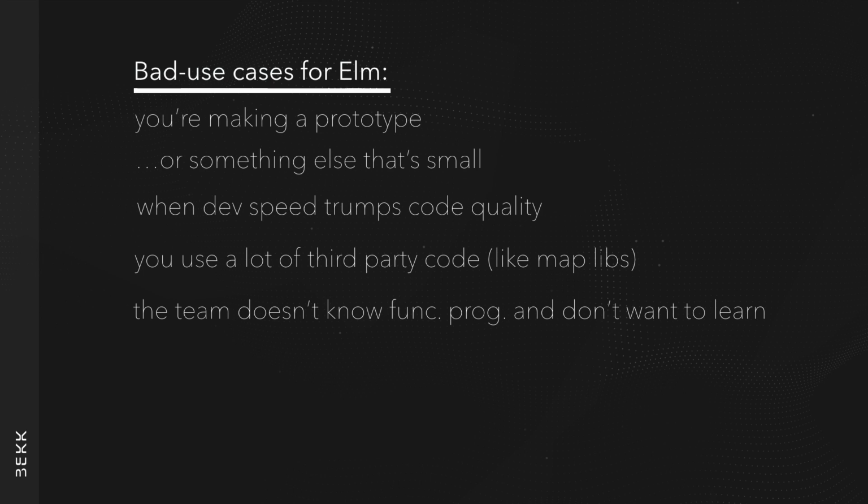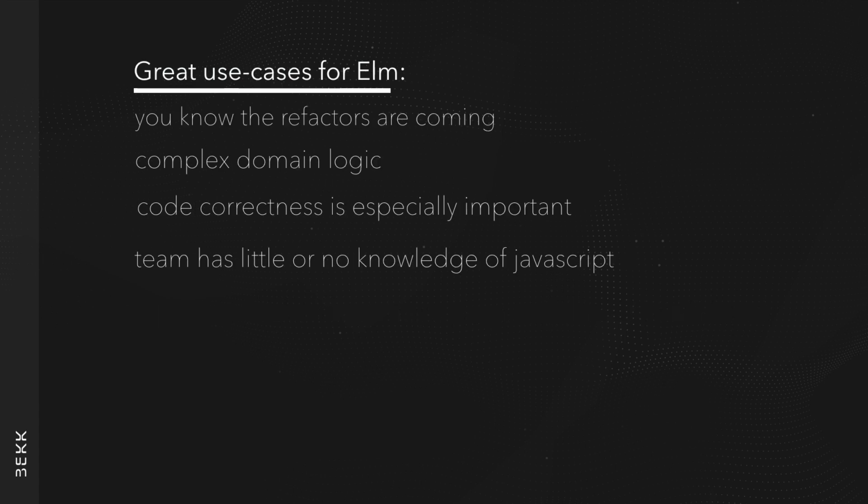If you use a lot of third-party code, JavaScript is much easier to interface with than Elm, because Elm puts up these walls, right, to protect you from the possibly failing third-party libraries. So if your app basically just glues together lots of different NPM packages, Elm wouldn't provide that much of a benefit, right? And if your team doesn't know functional programming and doesn't want to learn, the learning curve could be too big. But there are some great use cases on the other hand.